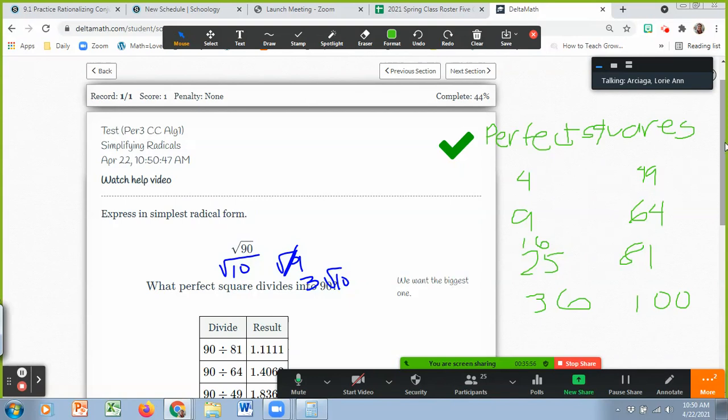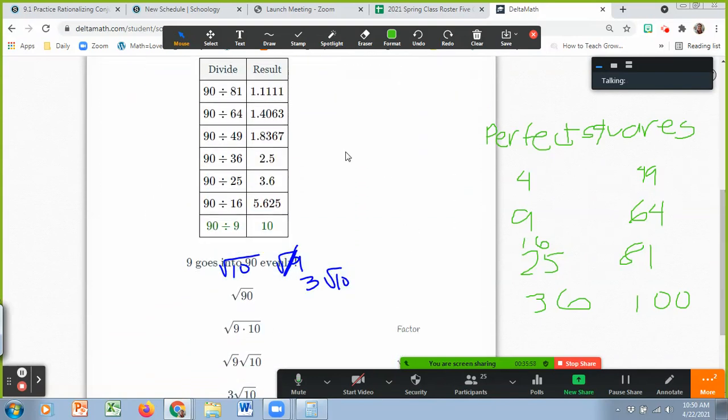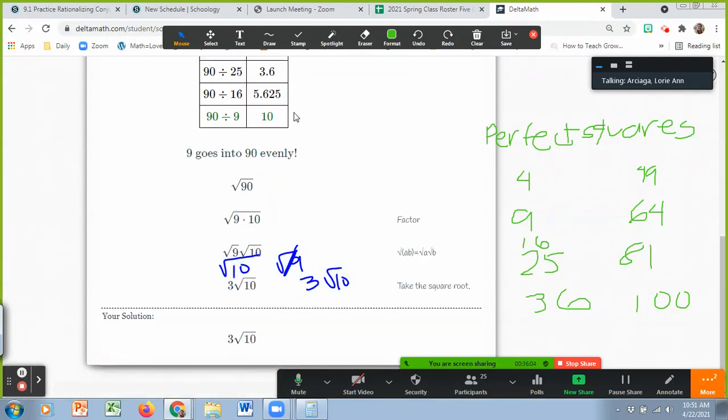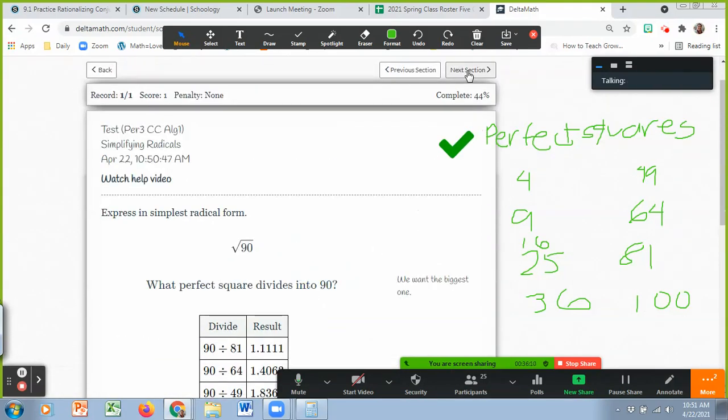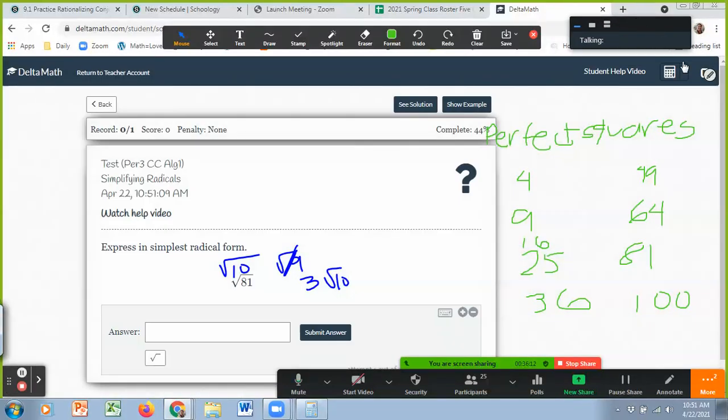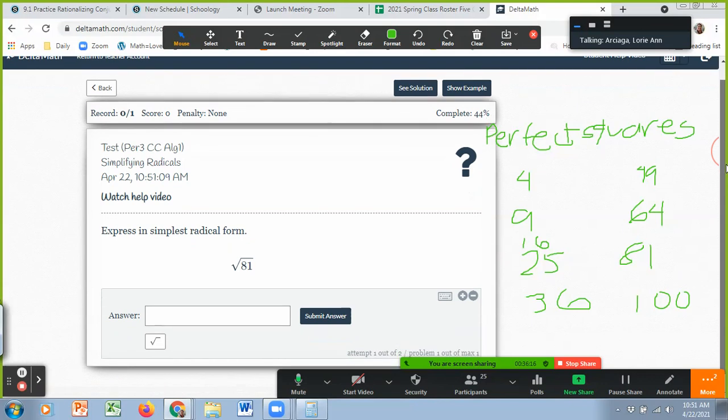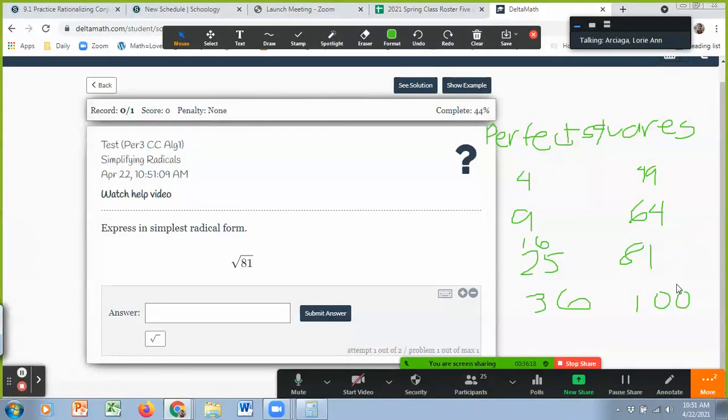Alright. So the answer is, see, it's even showing you right here. If you don't know the number, just keep dividing by the random perfect squares until you get the one that divides it evenly. Okay, so 3 radical 10. Next section. 81. Oh, you can do that from the top of your head. It's right there. 81. 9. Very good. Okay. Submit answer.